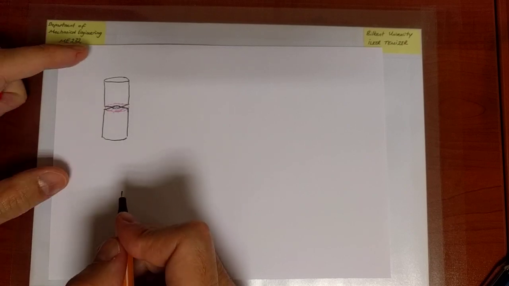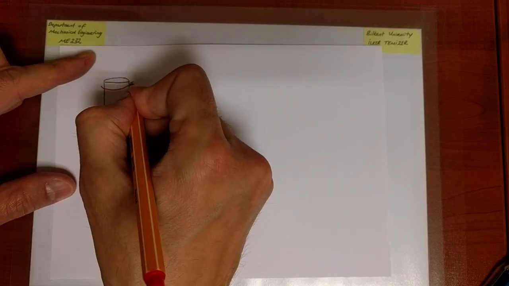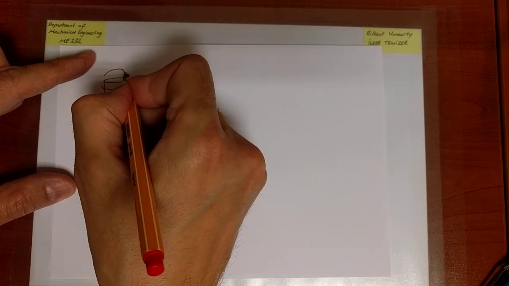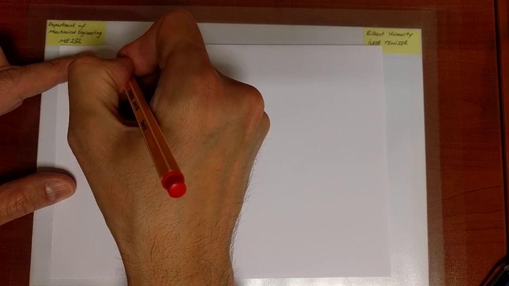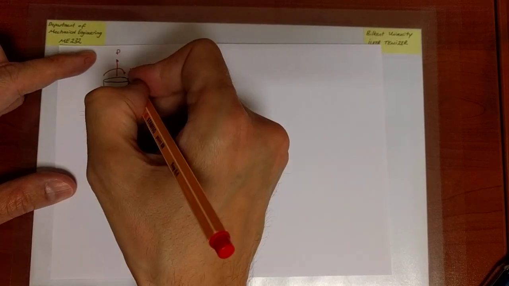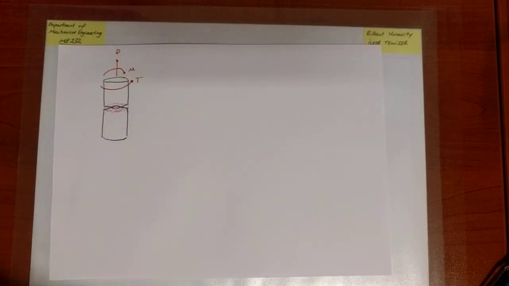So we are going to indicate the loading. We can have different types of loading. We can have a torque, we can have a bending moment, and we can have an axial load. And I'm assuming that we have the same thing on the other edge as well, on the other surface. Then we have the dimensions, of course.